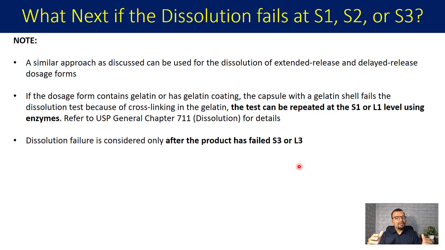Dissolution failure is always considered only after the product has failed at S3 or L3. The failure at S1 or S2 is not a failure of the dissolution specification. Unless and until the results are not meeting the specification at S3 or L3, you cannot say the dissolution is out of specification.